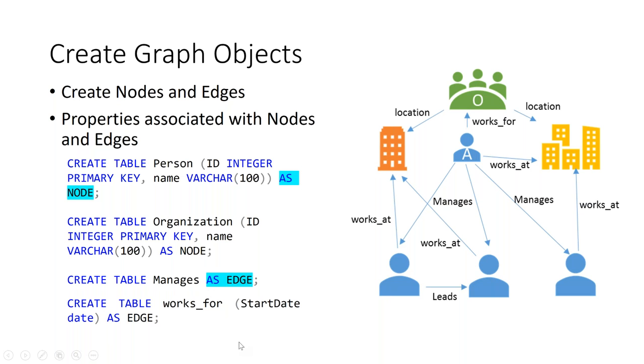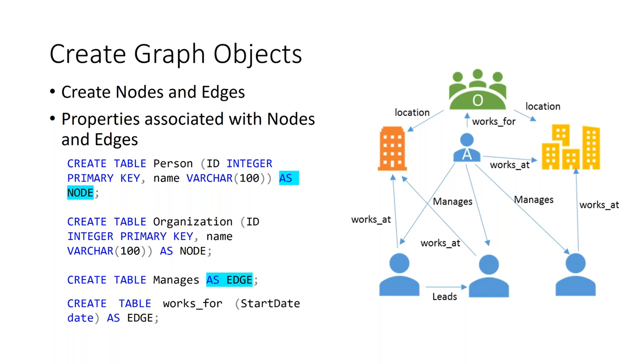Whenever you create a node table in SQL Server, we create one implicit column, $node_id, for you, which is a unique identifier for that node in the entire database. And when you create an edge table, we create three implicit columns. One is $edge_id, which is again a unique identifier for the edge, and $from_id and $to_id, which define the nodes that this edge connects, basically. We'll see that later in the demo.